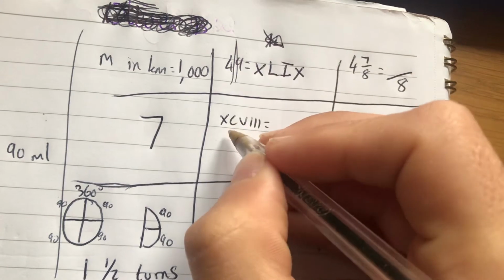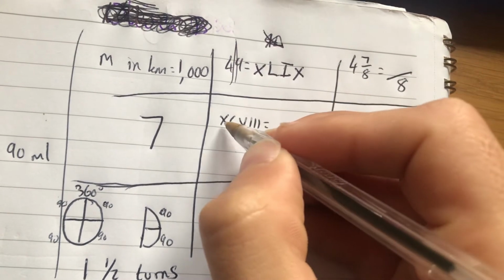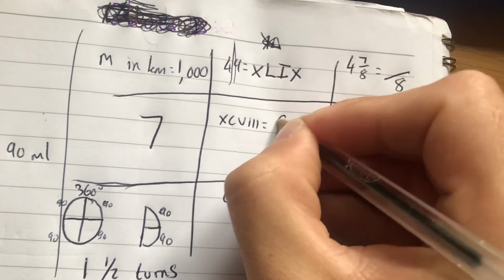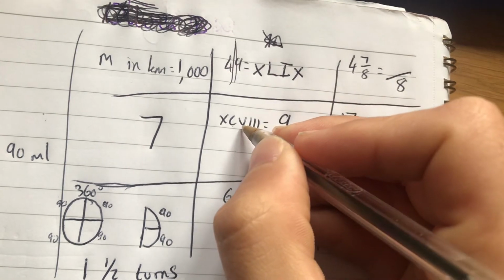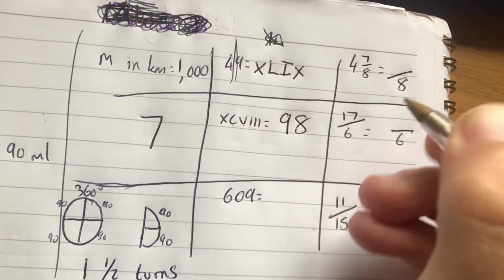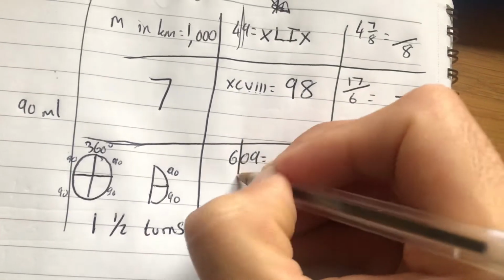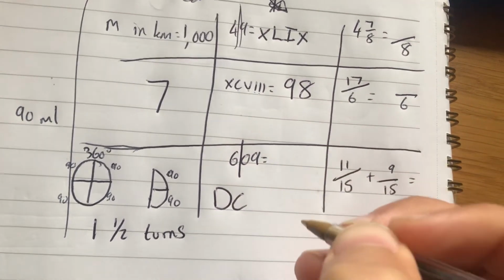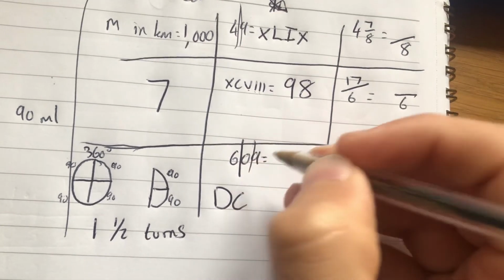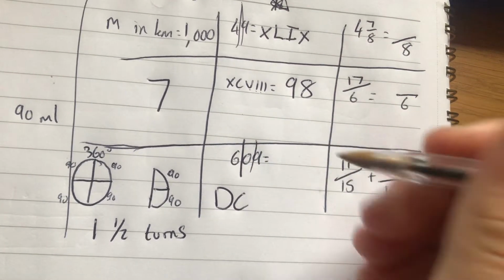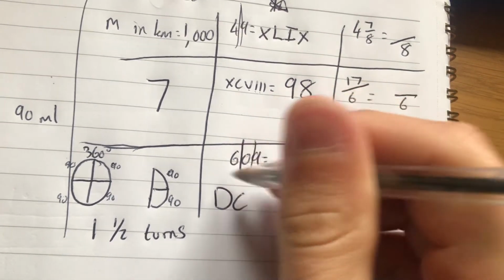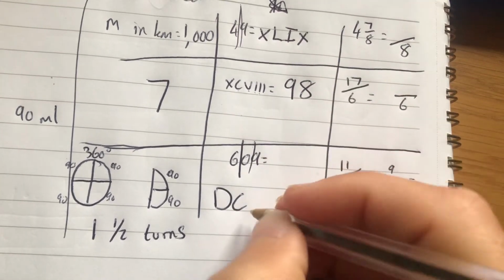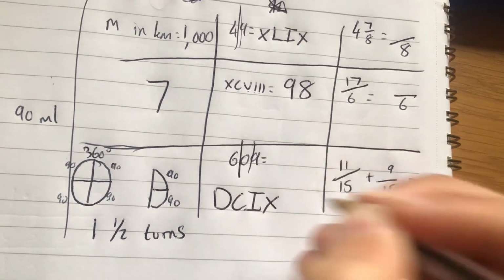Okay, let's go this one. XCVIII. So 10 before 100 is going to be 90. Then 5, 6, 7, 8. 98. There we go. 609, well, how to do 600? Well, we've got D, which is 500, C, which is another 100, so that's 600. As we know, there's no 0 in the Roman numerals, so we don't need to worry about any sort of 10s, we just need to put our 9, which is 1 before 10.